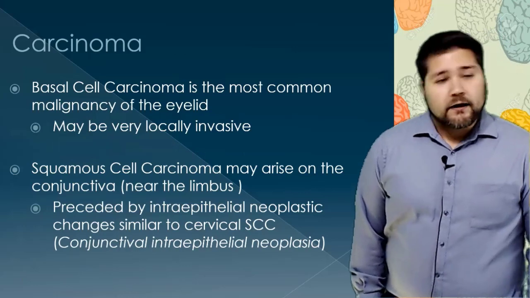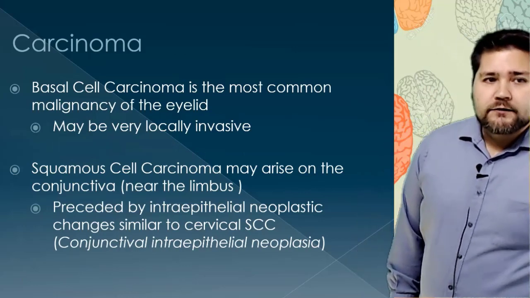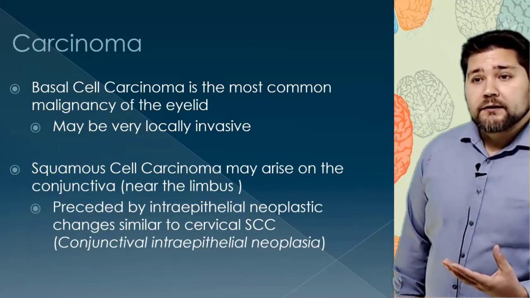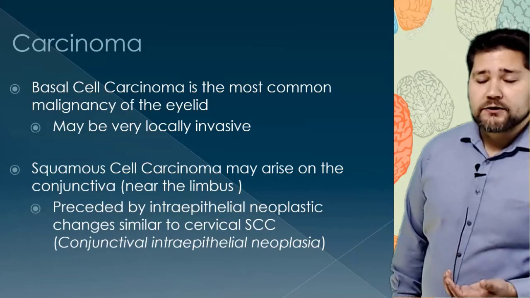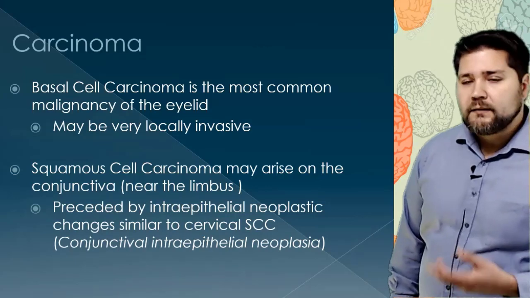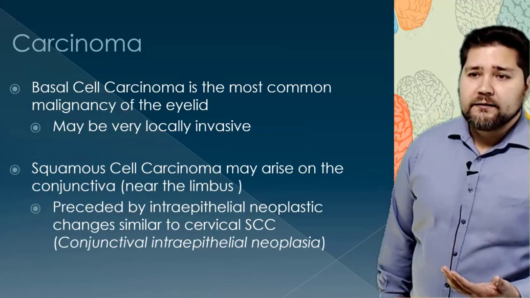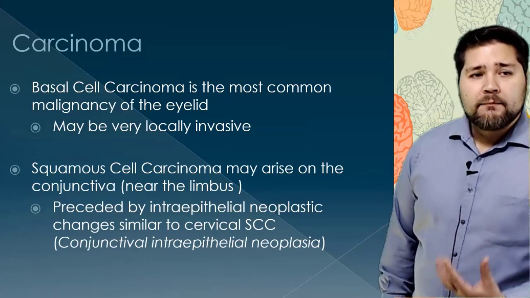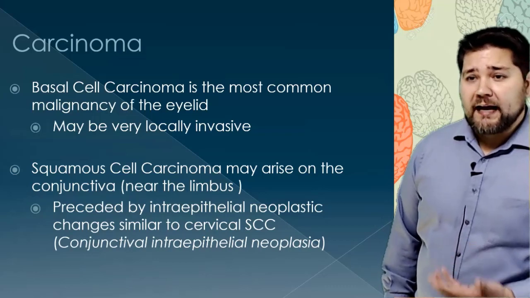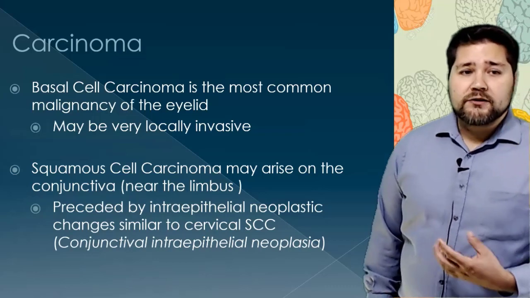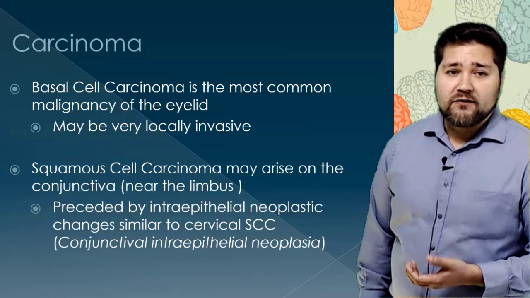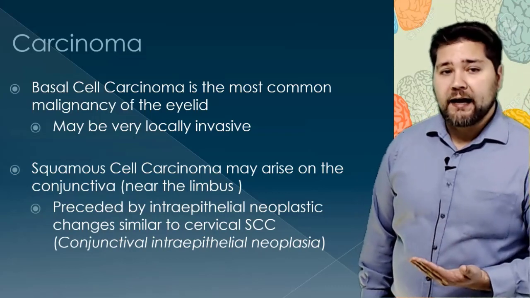Now compare that to the carcinomas, which are definitely locally invasive. The two variants that we'll talk about externally are our basal cell carcinoma and our squamous cell carcinoma. These are going to be the most common external eyelid or external eye malignancies. Basal cell carcinomas tend to find themselves on the eyelid, whereas squamous cells will actually form on the conjunctiva itself. So you'll get a tumor that's actually forming on the eye.